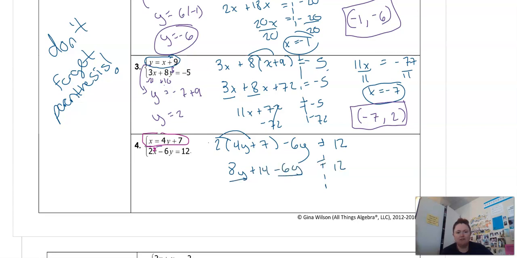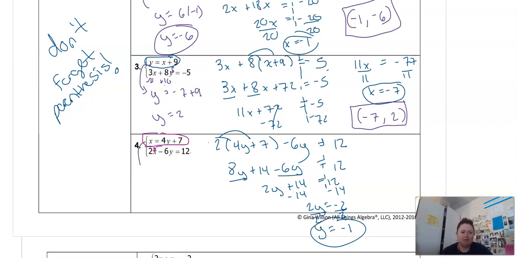Like terms, 8y and negative 6y gives me 2y plus 14 equals 12. Got to get rid of this 14, subtract 14 on both sides. 2y equals negative 2. Divide by 2 on both sides. Y equals negative 1. So I found y first this time instead of x. That was the main difference.